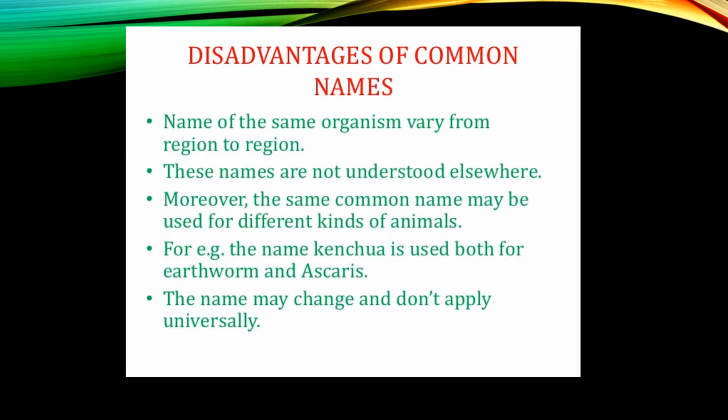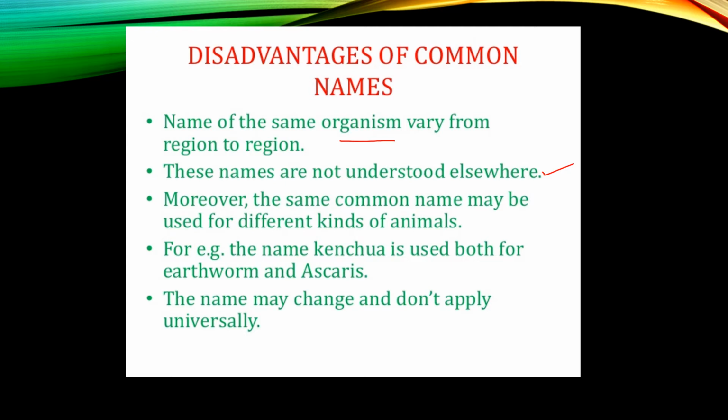Now, what are the disadvantages of common names? The name of the same organism will vary from one place to another. One disadvantage is that these names are not understood elsewhere. Suppose I call it shakkarkand, which in Hindi is what it is called in the north. But in the south it is called kandmul in Telugu. So shakkarkand is not familiar to the natives of the south. At the same time, if I say kandmul in the north, where they are not native, they won't understand what I mean. So these names are not understood elsewhere.